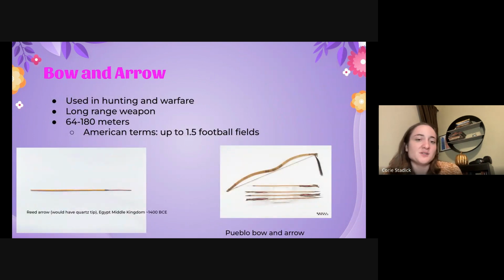They were also used in hunting and warfare. They were a long range weapon, so they could fire anywhere between 64 to 180 meters. If you need American terms on that, that is 1.5 football fields.